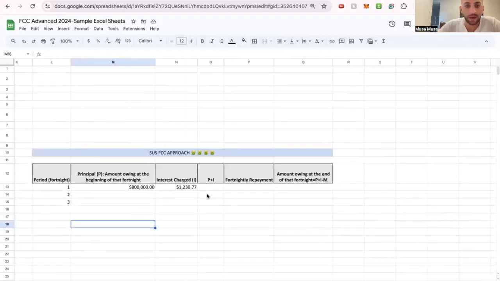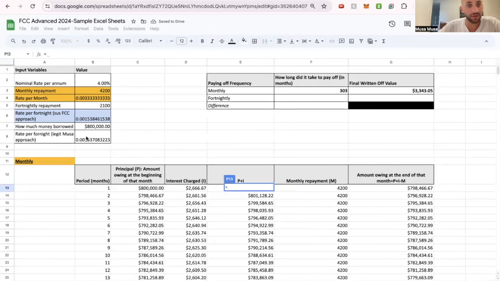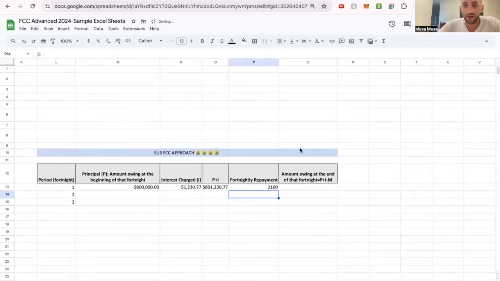So that's FCC approach, just so that you guys know that I've been using this number here. Principal plus interest is going to equal that plus that. Fortnightly repayment is going to be, where is my fortnightly repayment? $2,100. And then how much do I owe at the end of that fortnight? Well, it's going to be principal plus interest minus the fortnightly repayment.